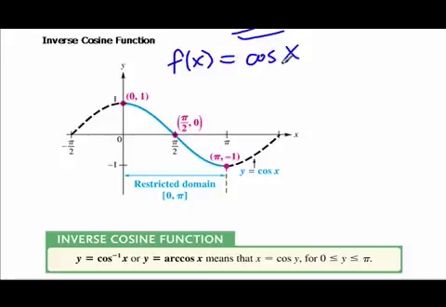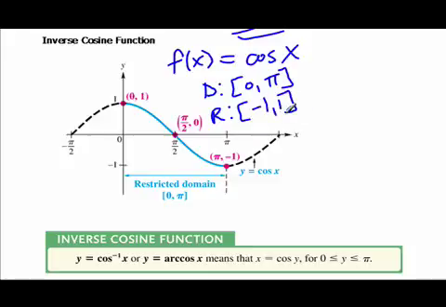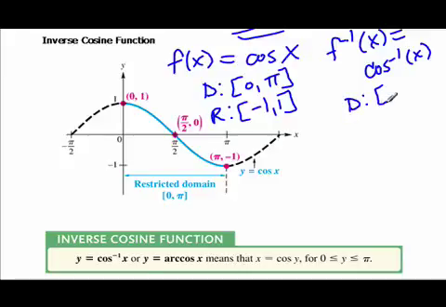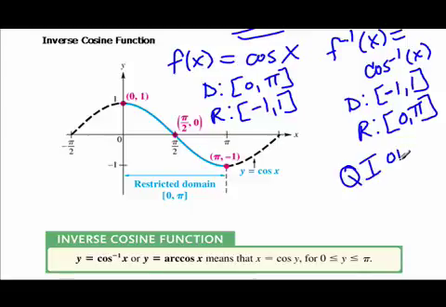So if f of x is a cosine function, we're going to limit the domain to be from 0 to pi. The range of this function, again, like before, is negative 1 to 1. Now we're going to switch the roles. The inverse function, which we're going to call arc cosine or inverse cosine, has a domain of negative 1 to 1. And the answer that gets kicked out is 0 to pi. What quadrants does 0 to pi put me in? Quadrant 1 or 2.